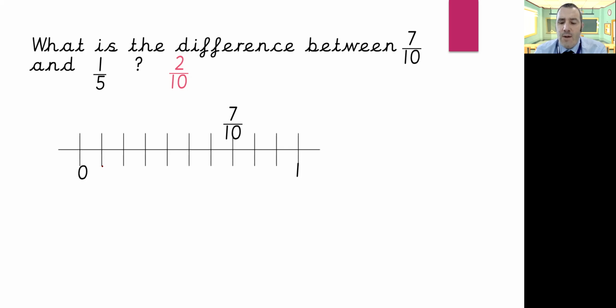So I've got 7/10 and I've got 2/10, and then I just count the number of the gaps between them here. And I've got 1, 2, 3, 4, and 5. So once we've counted them, we've got 5/10. So this is just another way of doing the subtraction. Now, 5/10, I could leave it like this, but I'm sure you're all telling me that I need to do something with it. I can make it into a half. It's the equivalent of 1/2.